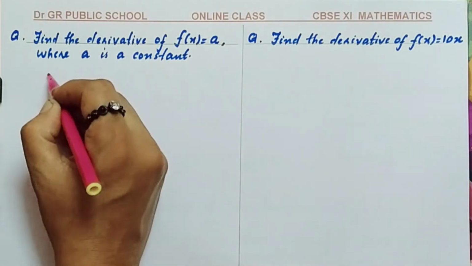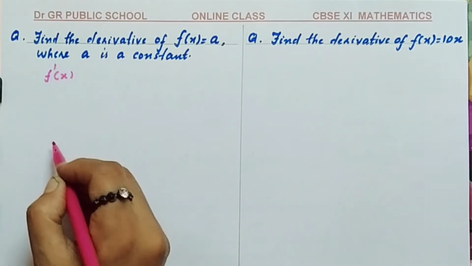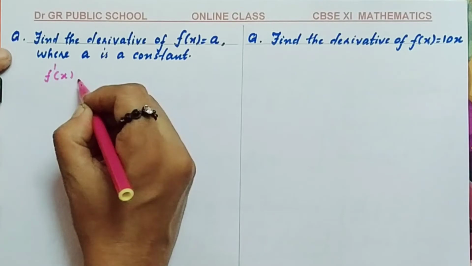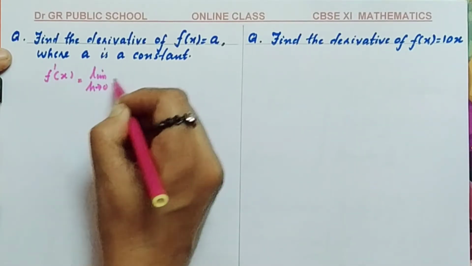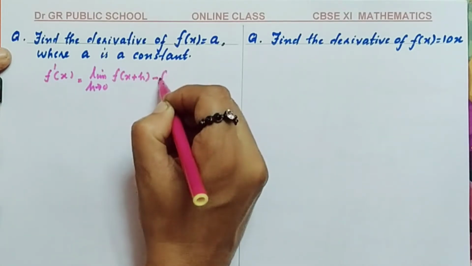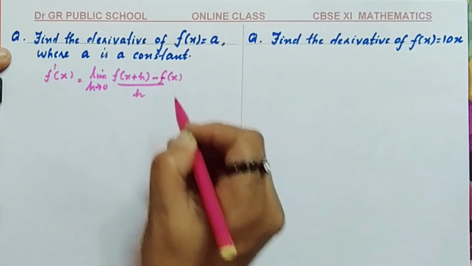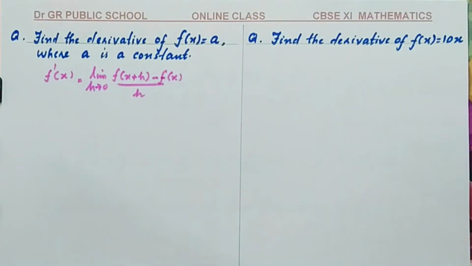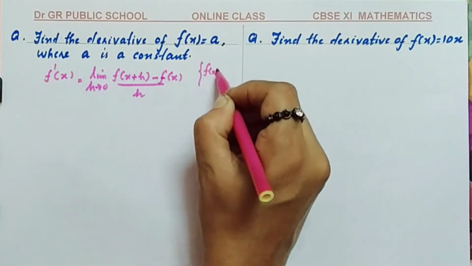The basic definition is, to find the derivative of a function f(x), that is f dash x, it can be found out by using the formula limit h tends to 0 of f of x plus h minus f of x divided by h. This is the first principle to find the derivative of a function. Here the function f(x) equal to a.